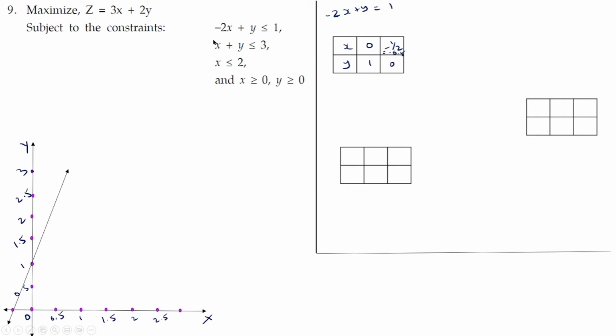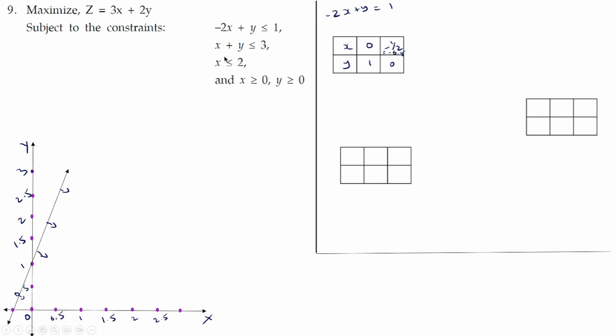Now we need to know the region corresponding to minus 2x plus y less than or equal to 1. So if we substitute the origin and check, the coordinates for the origin is 0, 0. When we put x as 0 and y as 0, we will get 0. It is less than 1. So the origin lies in this inequality, minus 2x plus y less than or equal to 1. So it is this part. So this is the region corresponding to minus 2x plus y less than or equal to 1.